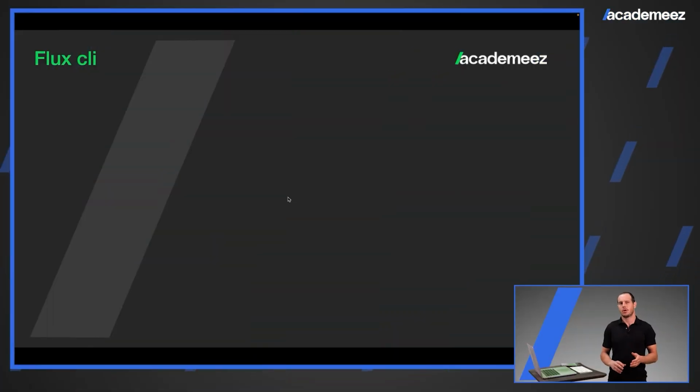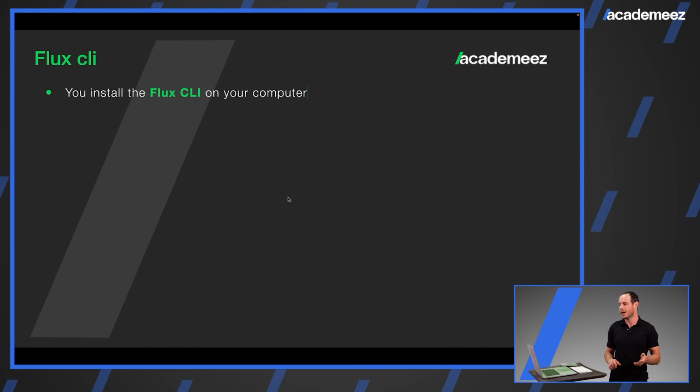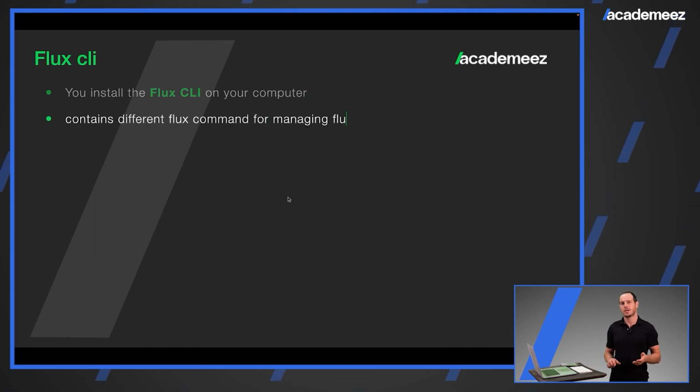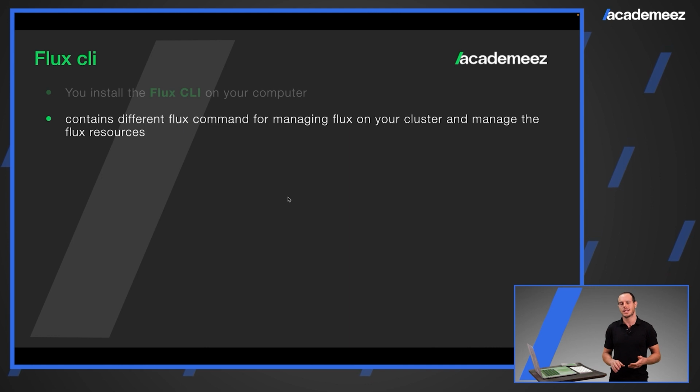Our first step of installing Flux is to install Flux CLI on our computer. Now, the Flux CLI is something that enables us to communicate with Flux running on our cluster, as well as also run, for example, the installation command, bootstrap, and updating Flux.